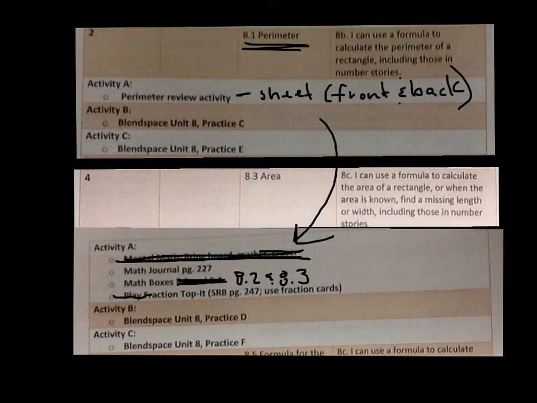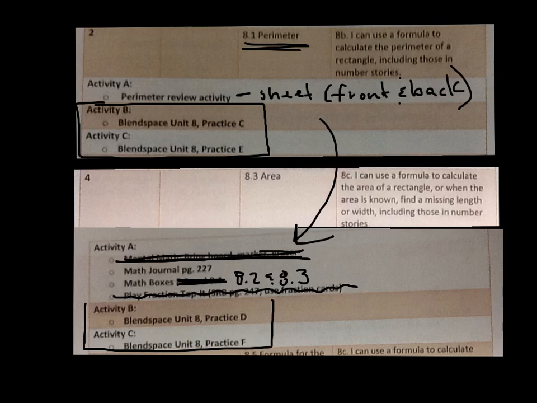You may then skip fraction top it for the day and move on to either blend space. So you could look up at the perimeter practice if you feel like you need more perimeter practice. Activity B is blend space practice C. Activity C is blend space practice E. And if you think you need more area practice, activity B is blend space practice D. And activity C is blend space practice F. Make it a great day.